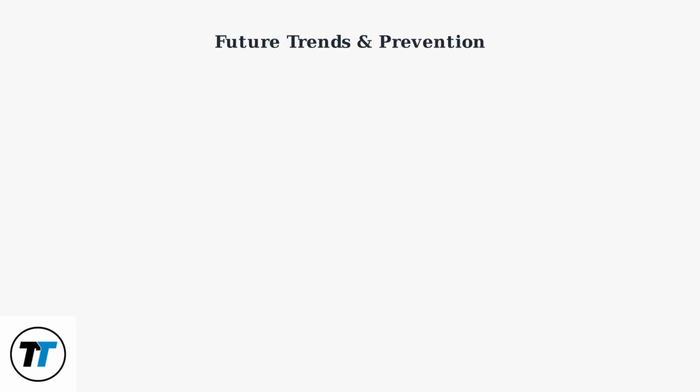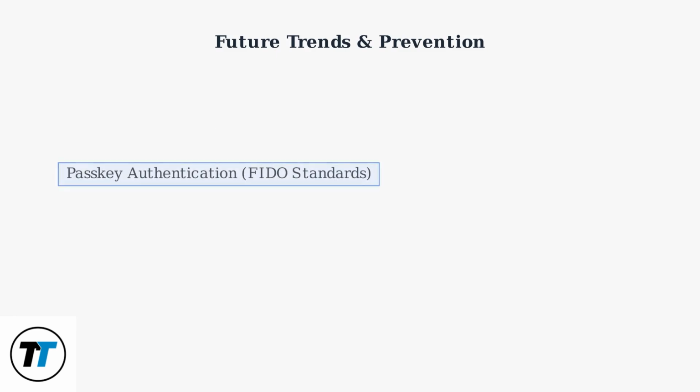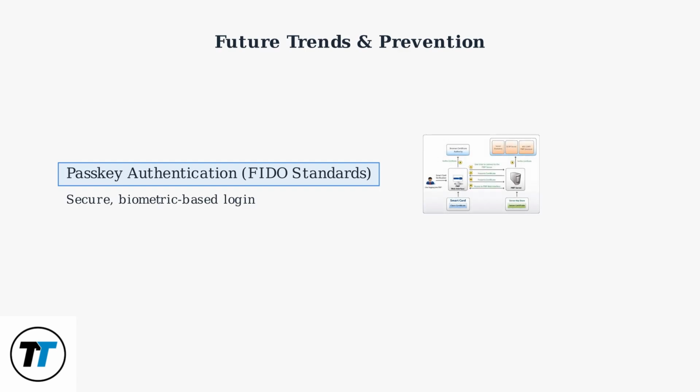Looking ahead, the future of financial app security focuses on smarter diagnostics and authentication methods to prevent connection errors like Error 607. Features like AI-driven smart login are being developed to preempt connection issues by analyzing user patterns and automatically adjusting authentication processes. Passkey authentication using FIDO standards offers a more secure and reliable alternative to traditional logins, using biometric data to establish connections without vulnerable passwords.